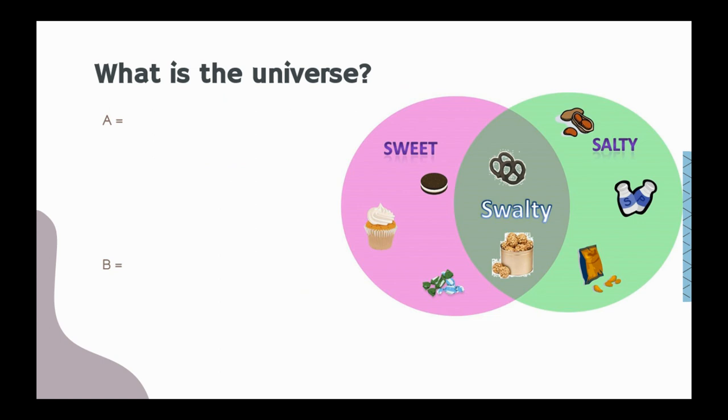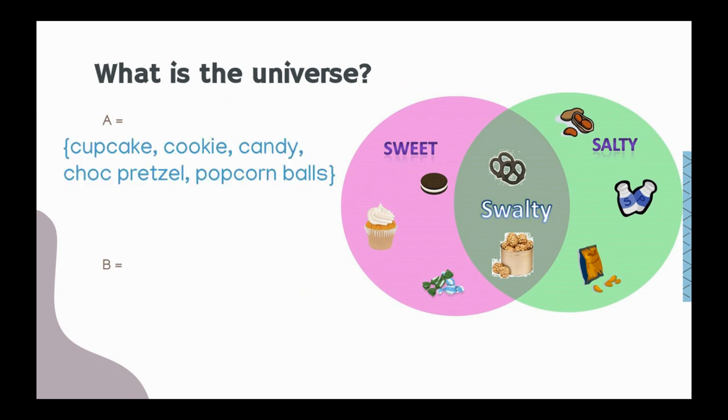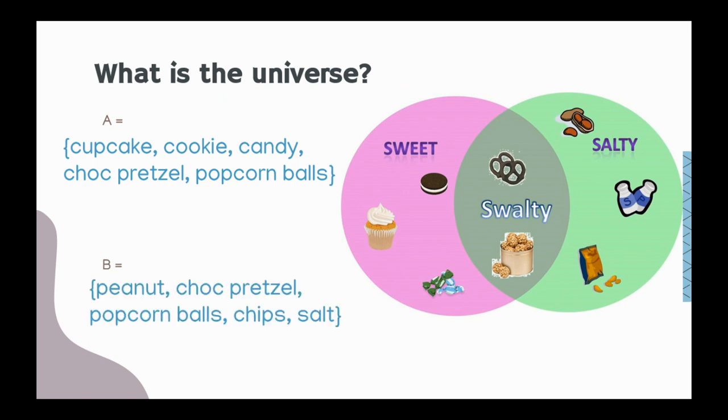Now the question is, what is set A? So set A we would call the sweet stuff, the cupcake, the cookie, the candy, the chocolate pretzels, and the popcorn balls. All the stuff that's contained in this pink circle, which means that set B is the salty stuff. The peanuts, the chocolate pretzels, the popcorn balls, the chips, and the salt and pepper, which is kind of weird. Anyway, so we've got our 2 sets, and then notice the crossover is sweet and salty, which would be the chocolate pretzels and the popcorn balls.